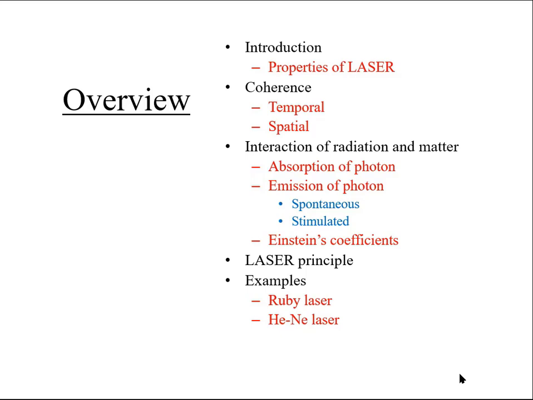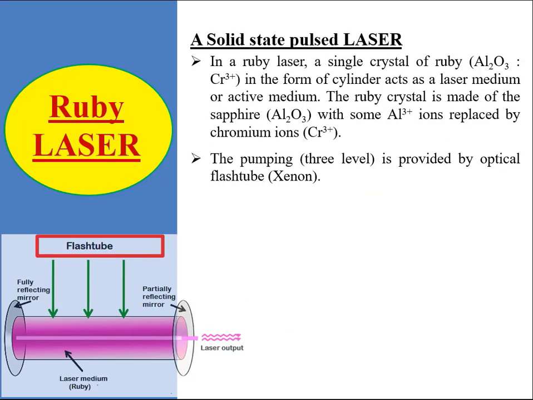These are the examples of the solid state laser and the gas laser respectively. So let us start. The first example is the ruby laser. A ruby laser is the first ever produced doped insulator laser and is an example of solid state laser.